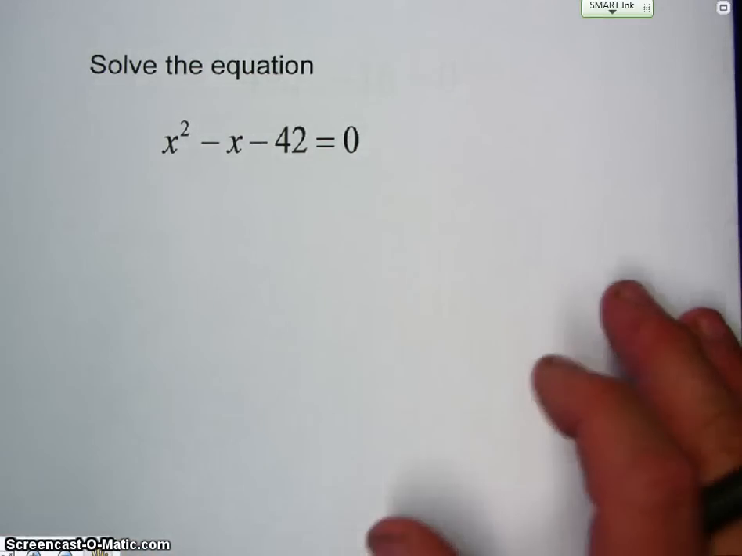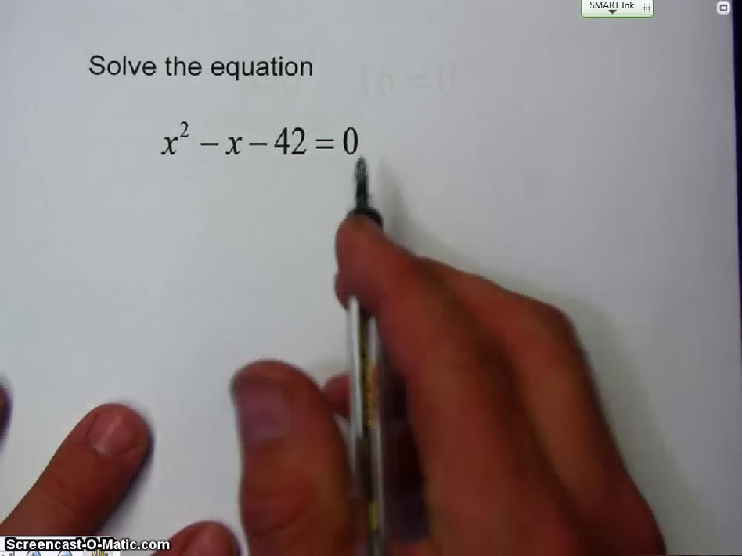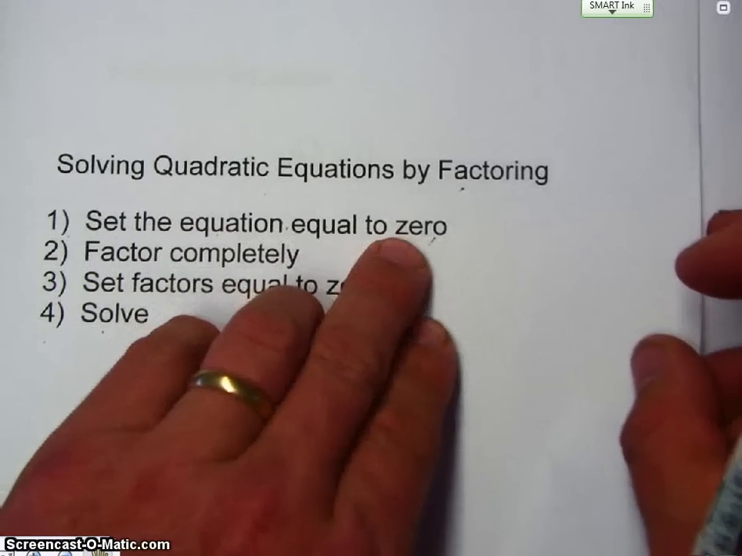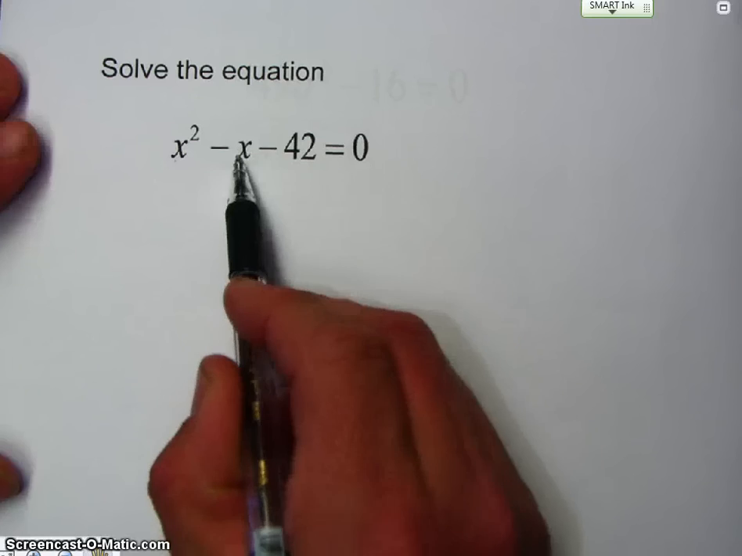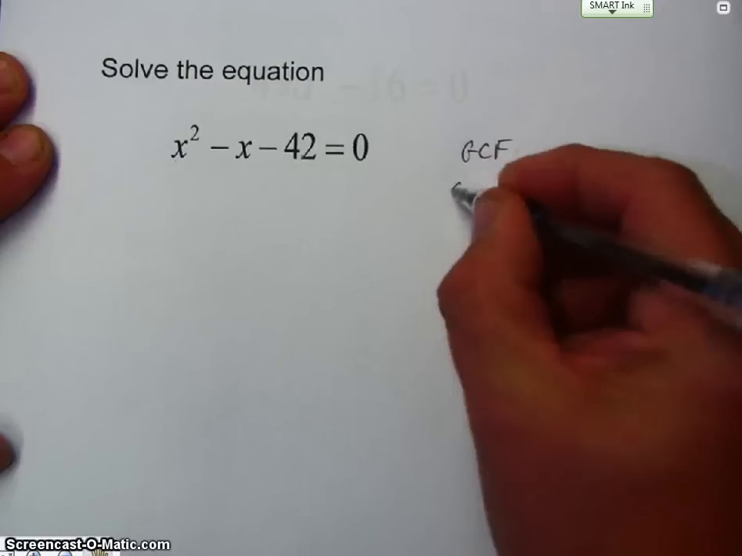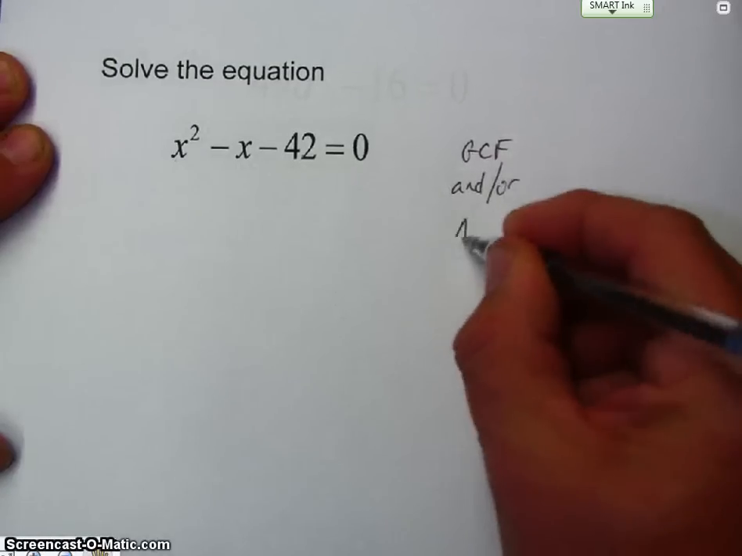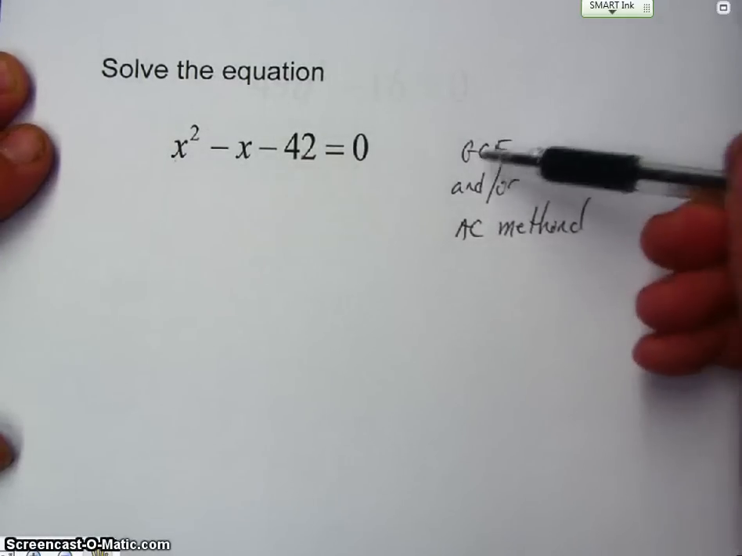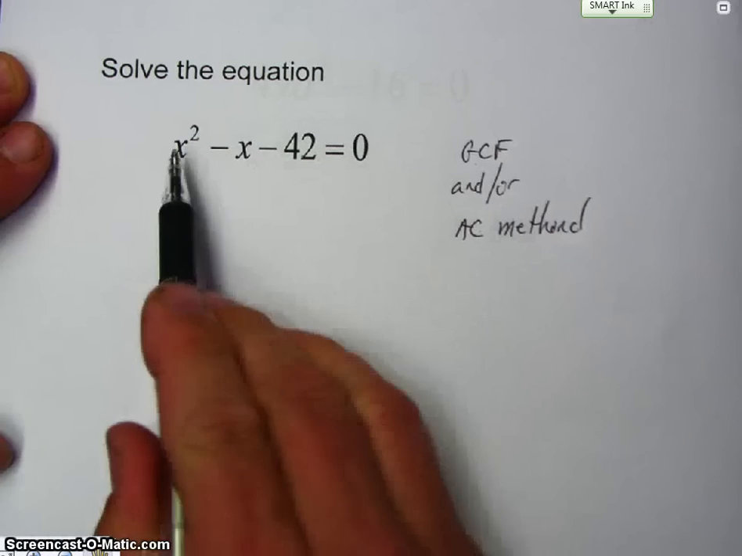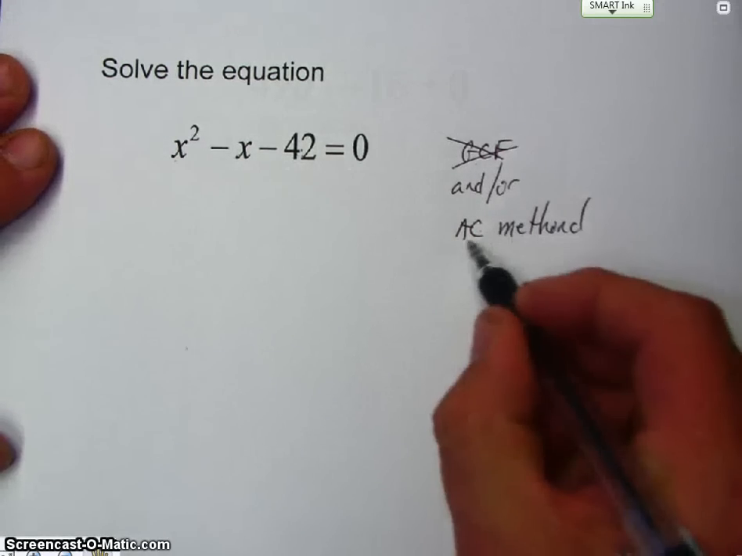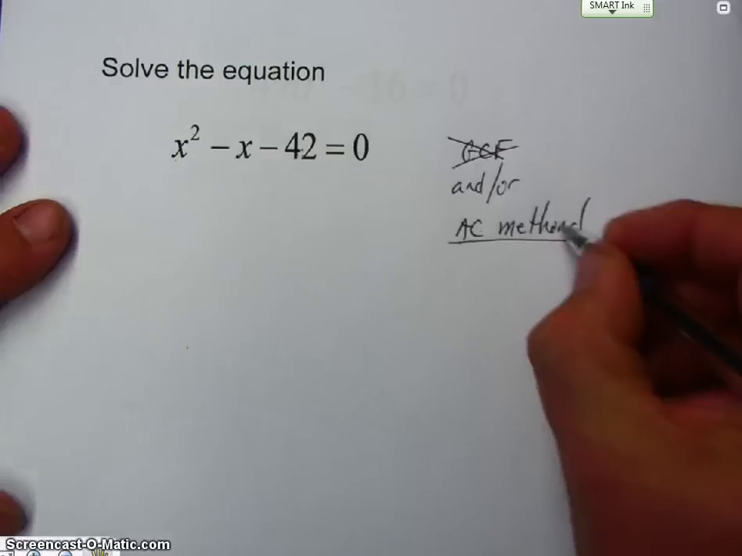Okay, first equation. So x squared minus x minus 42 is equal to 0. You notice the first step is already equal to 0, so we can go on to the second step. We want to factor completely. There's 3 terms. That means it has to be GCF and/or the AC method. Because remember, GCF can be in combination with this method. Well, there's nothing common in all 3 terms, so therefore we don't have to worry about the GCF. Now we use the AC method. I can't even spell, folks.